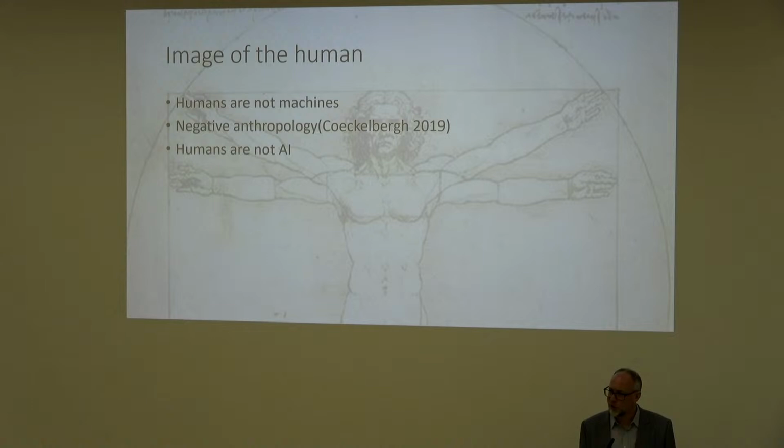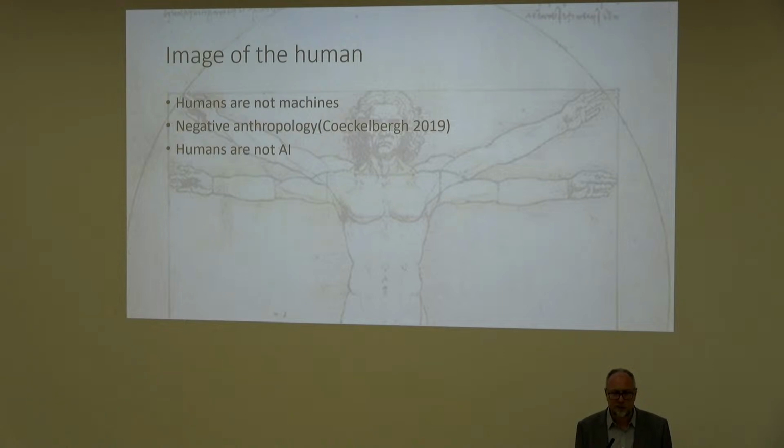And I saw a more general pattern there. I thought, well, actually, we often do that also today. We say humans are not AI. And we don't only say this with robots and AI, we also say, for example, humans are not animals. This is what I've called a negative anthropology, because you're defining something by saying what it's not.